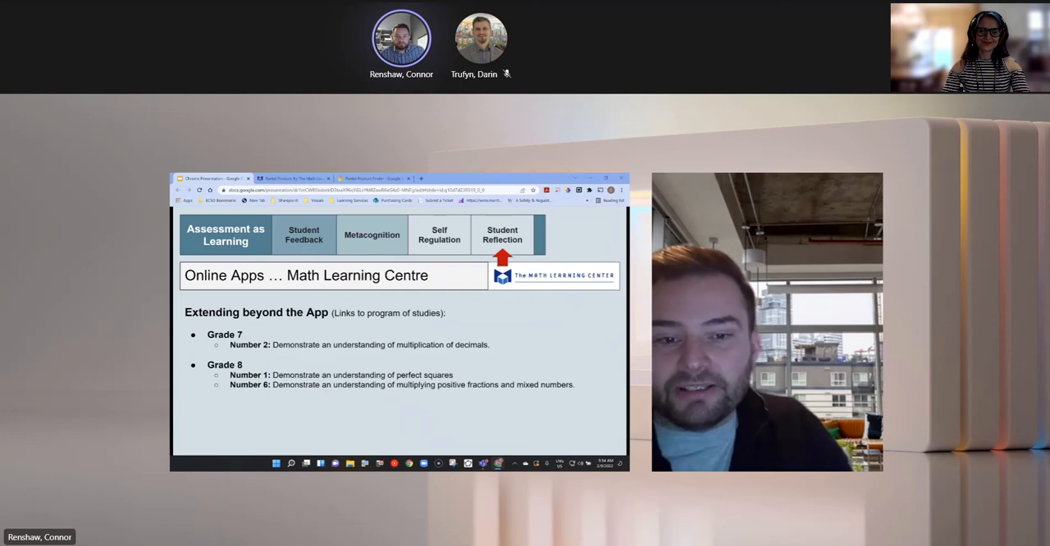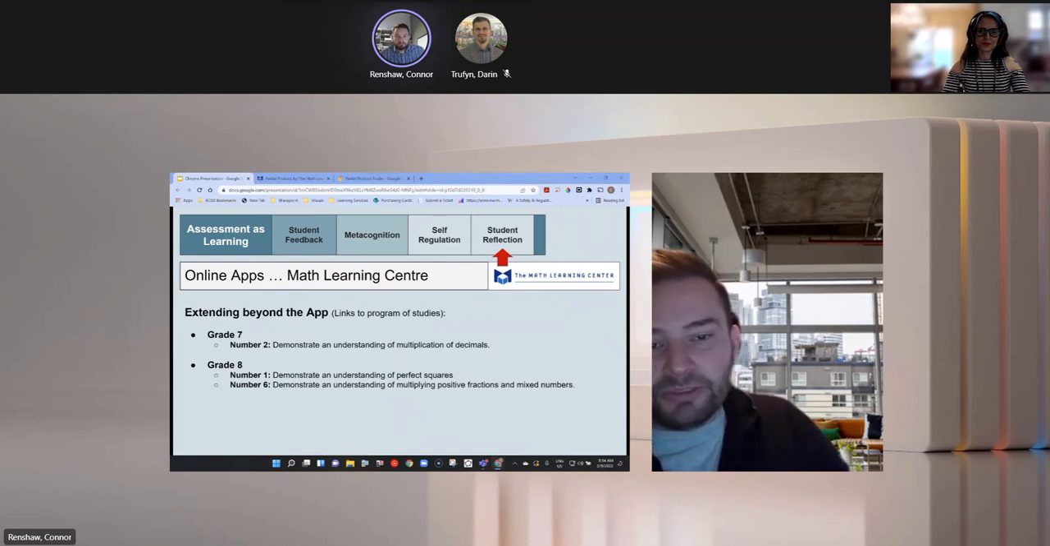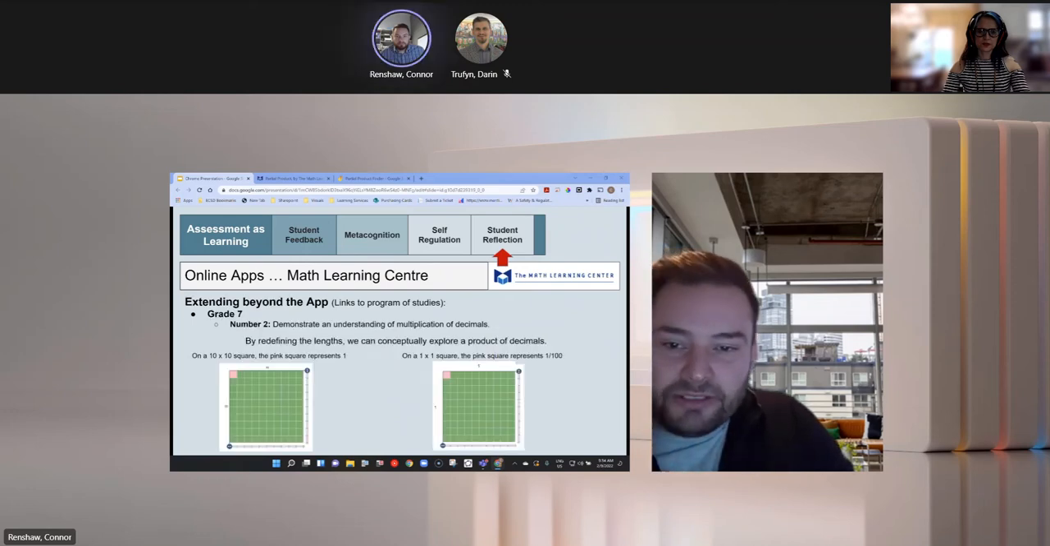But if we look at now our specific programs of studies, I just went through and I grabbed the 3 outcomes here that have a direct link to this conceptual model. And so if we look at the grade 7 outcome of demonstrating an understanding of multiplication of decimals, which was one of the areas that we saw as deficient in our division looking at our calculator free data. Well, if we start to now redefine what the lengths might represent, instead of seeing this square as being a square of 10 by 10, if we redefine the lengths as being 1, that little pink square now actually represents 1/100th of the area that's there.